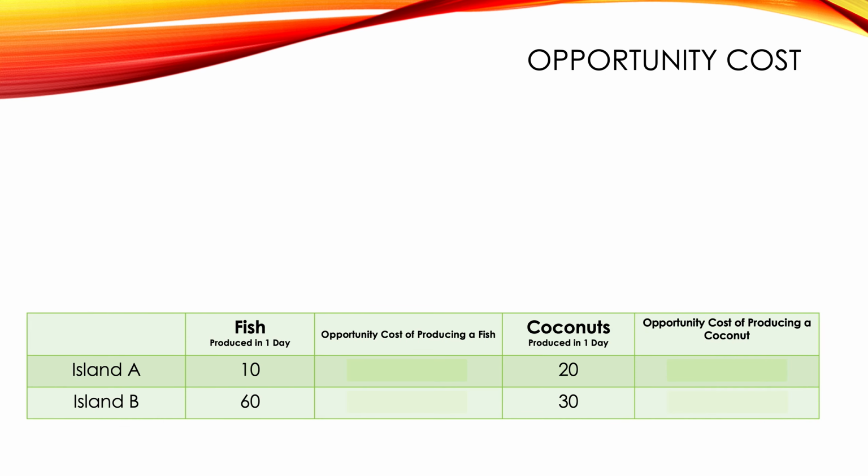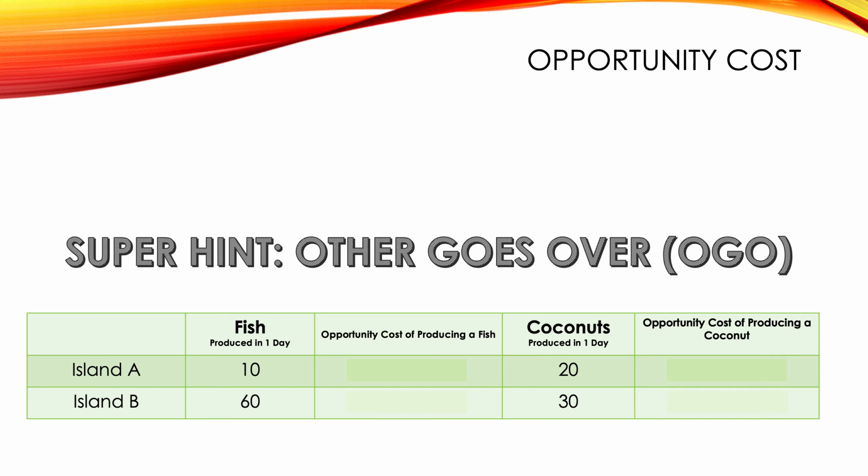Okay, so that might have been a little bit confusing, but we have a good hint here, right? We're going to calculate the opportunity cost of producing things. And the hint is other goes over. So this is all the same information as before. We've already solved for these things, but we'll just take it step by step.